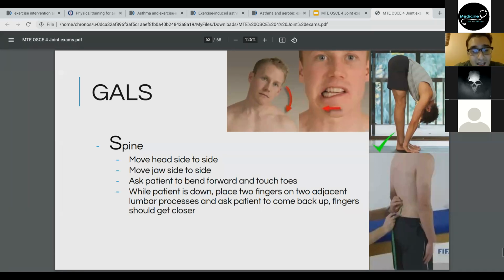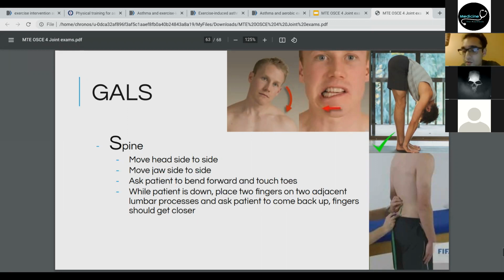Then get them to stand up and bend forward and touch their toes as far as they can. While they're down, you can do kind of a shortened version of a Schober test. So all you're going to do is place 2 fingers on 2 adjacent lumbar processes and then ask the patient to come back up. In a normal patient with no stiffness of the lumbar section of the spine, the fingers should get slightly closer together. In someone with lumbar stiffness, they'll stay completely straight because that section of the lumbar spine isn't able to flex back. That is your GALS exam.